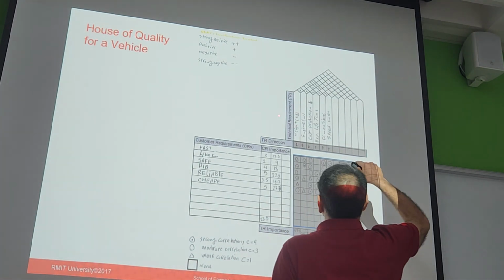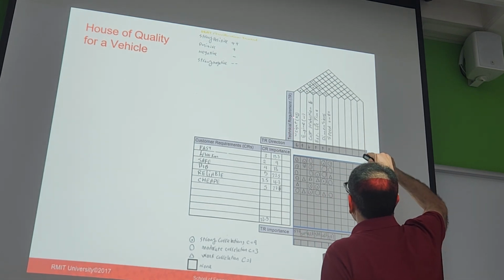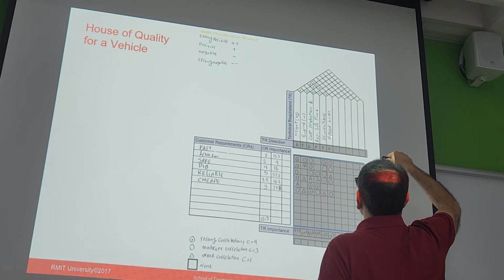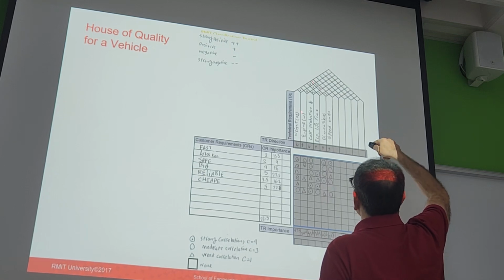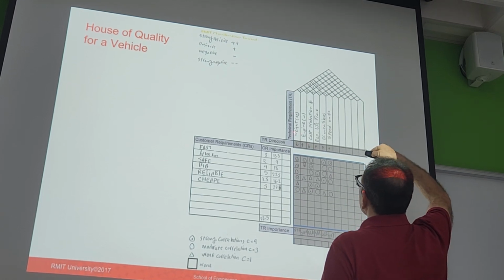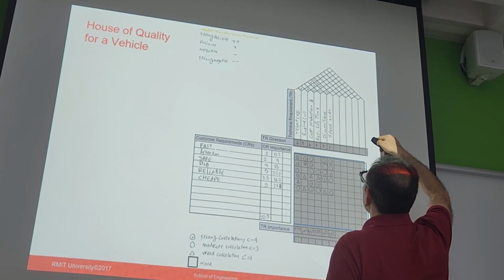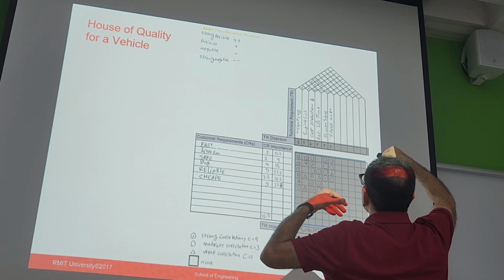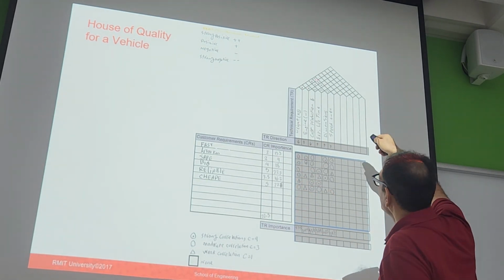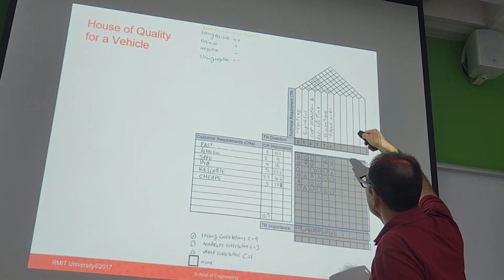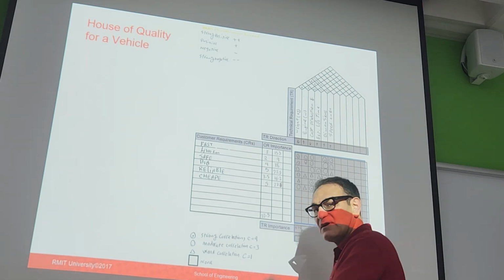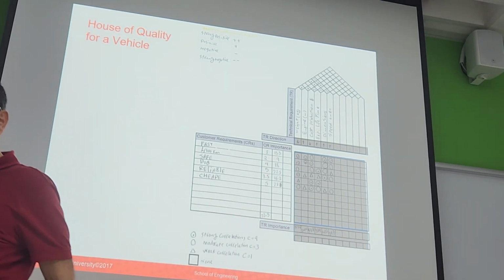Look at this. Correlation between number 1, weight, and number 6, speed, is minus. It means strong negative. If the weight is large, speed is low. Do you agree? Yes. So we put it minus. So please write it, draw this in.